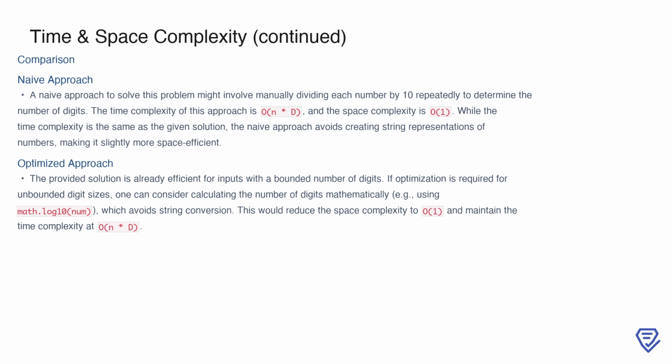On the other hand, the optimized approach provided in this solution already balances efficiency for inputs with a bounded number of digits. For scenarios involving unbounded digit sizes, further optimization could involve calculating the number of digits mathematically, such as using the math.log10(number) function. This approach avoids string conversion entirely, reducing the space complexity to O(1), while maintaining the time complexity at O(n*d). Thus, the current solution strikes a practical balance between simplicity and performance for most use cases.